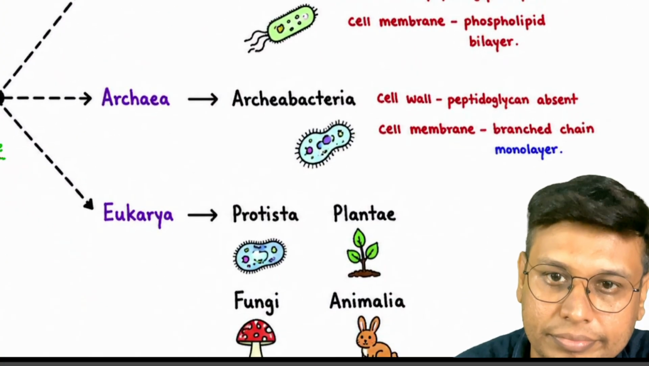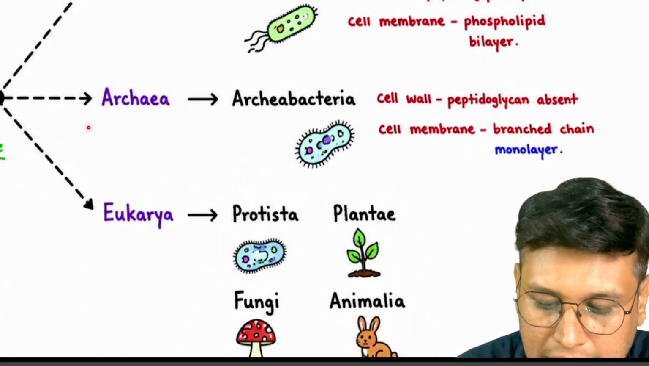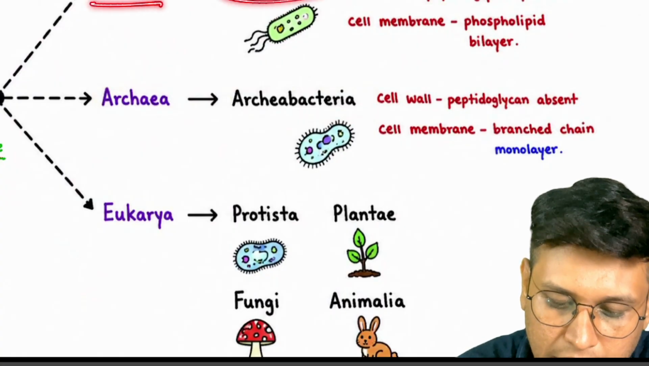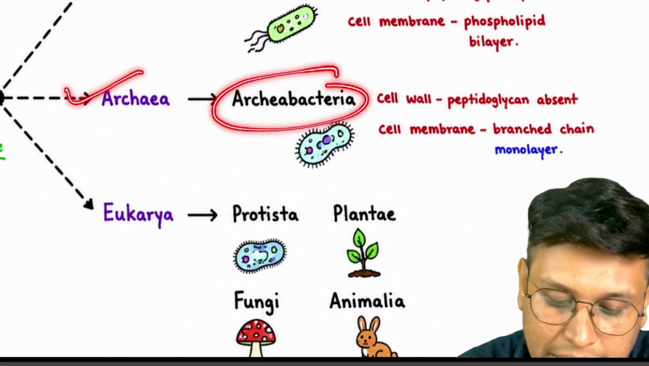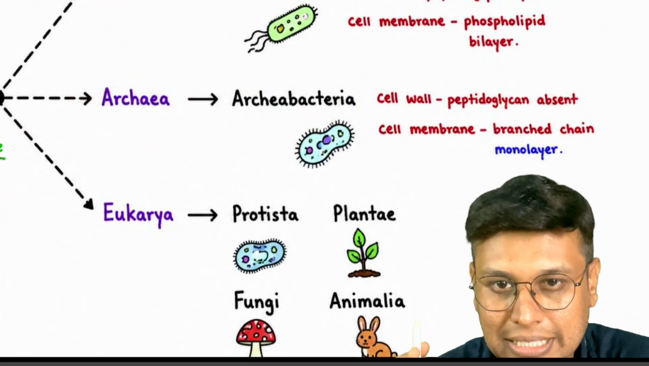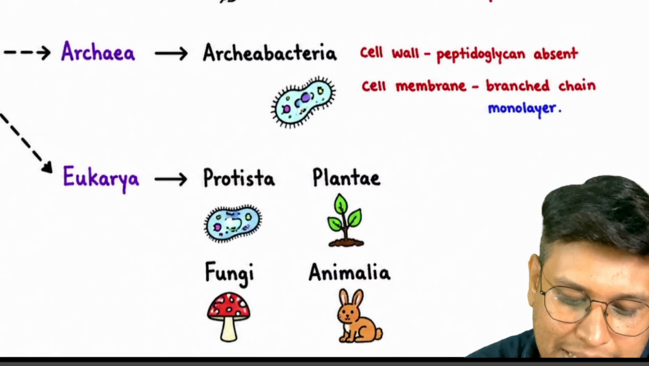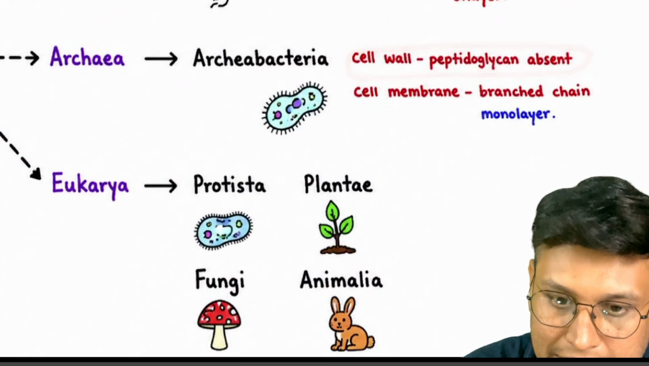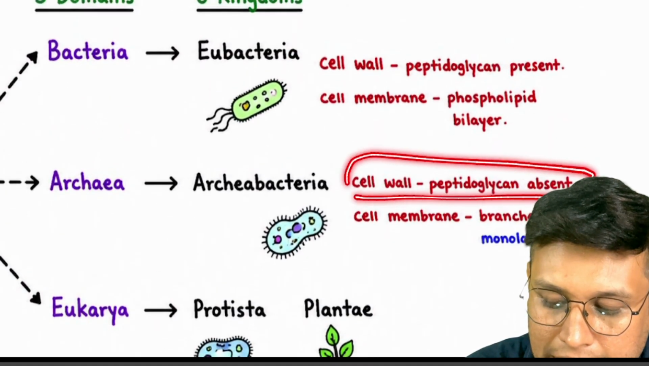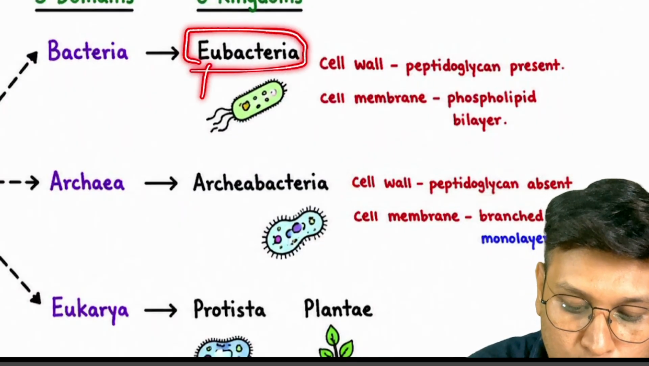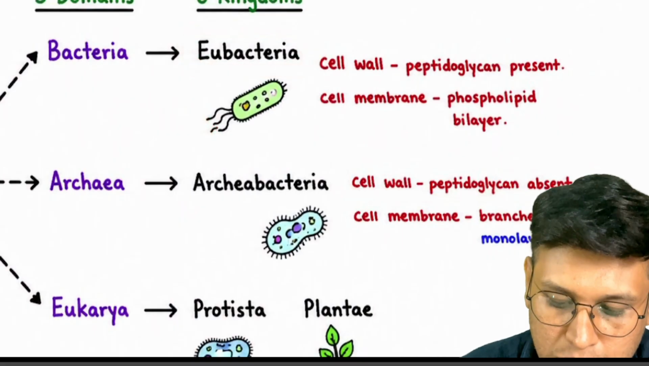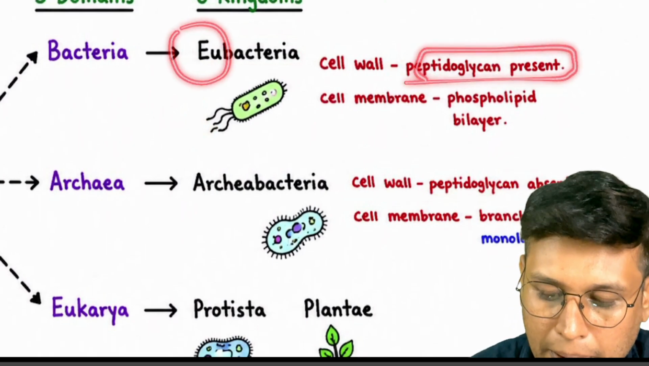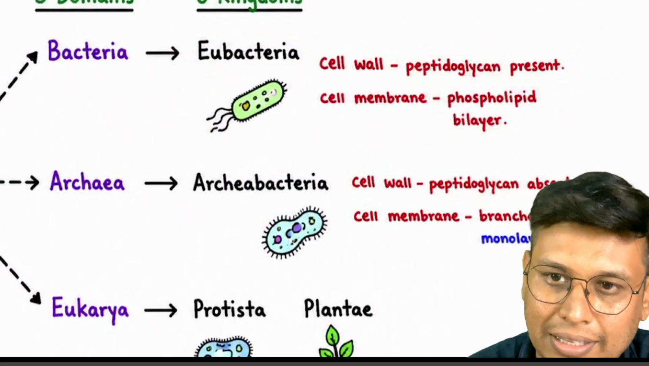Next is archaea. The archaea domain has only one kingdom. In the same way, the bacteria domain has only one kingdom, that is eubacteria. So what is happening here? Pay attention. In archaebacteria, the cell wall peptidoglycan is absent. But in eubacteria, eu means true, peptidoglycan is present. The membrane is a phospholipid bilayer with proteins and all.